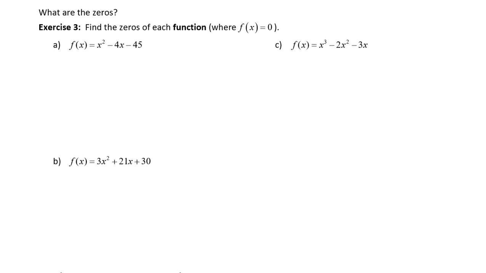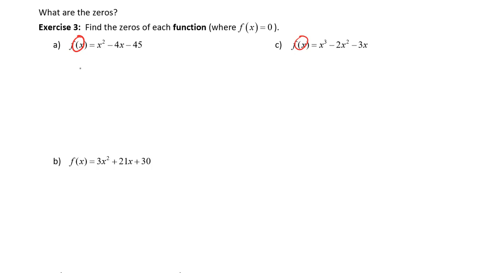We are now going to look at how we could apply these same factoring techniques to functions. Now remember, when we're trying to solve for the zeros on a function, we are replacing f of x with 0. So in place of the f of x, we're saying the f of x is equal to 0. Our output is 0.